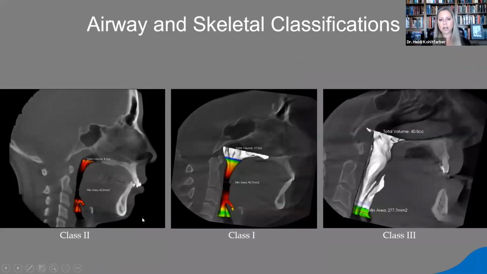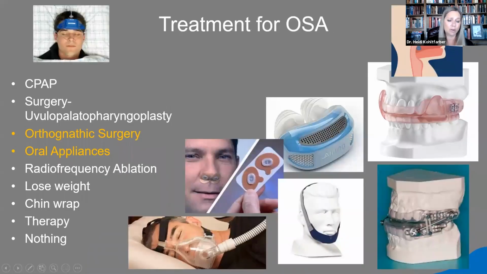And of course, we know that different skeletal classifications make a difference as well. We're far more concerned about our class 2 patients than we are about our class 3. So here's our class 2 patient. We can see we have a very minimum cross-sectional area. Our class 1, our little class 1 right here, actually does have a minimum cross-sectional area with this patient as well, versus class 3, where we could probably drive a train through that. So this patient's going to be much less likely to have airway issues. But again, not always.